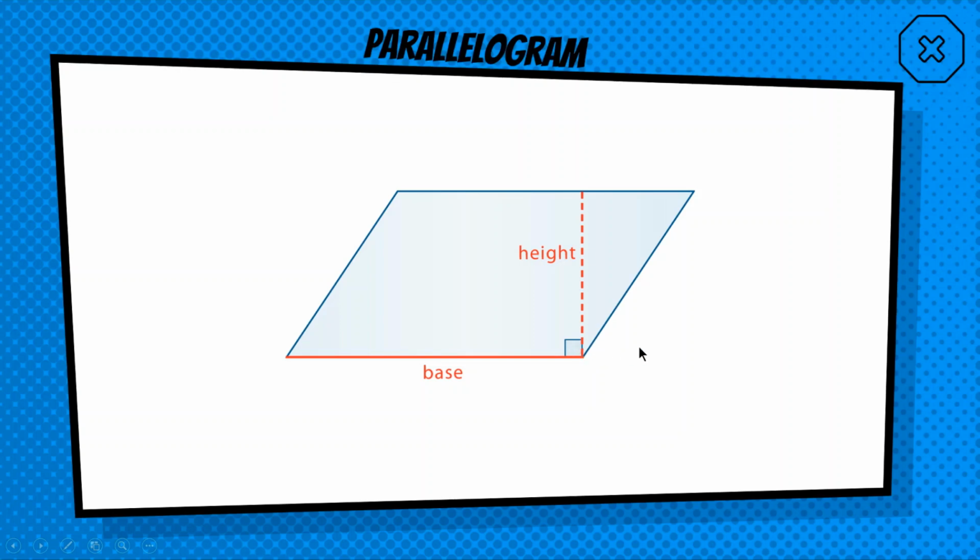Now what I'm going to do is cut off this little triangular piece on the end. I'm just going to slice that off. I'm going to move it over here, and what do you have? You have a rectangle. And how do you find the area of a rectangle? Well, you do base times height.